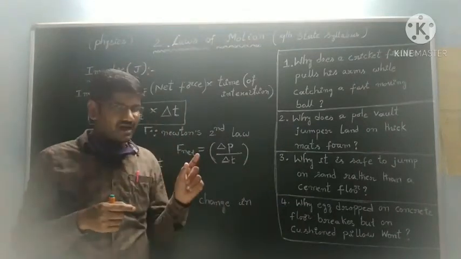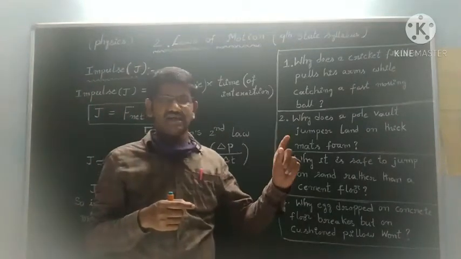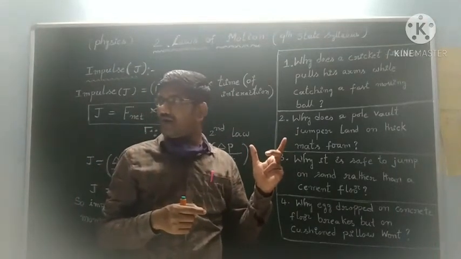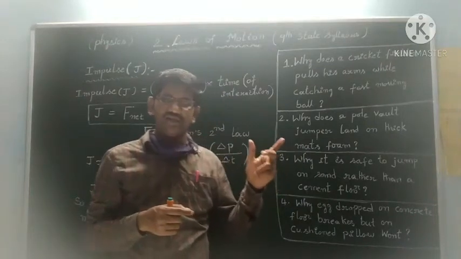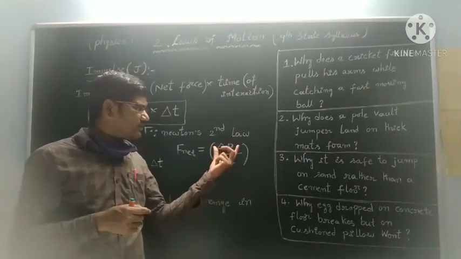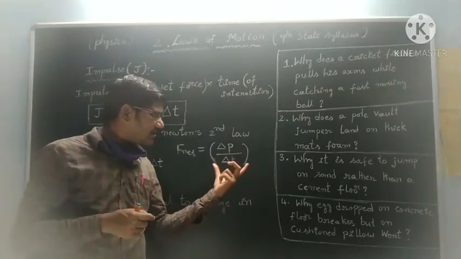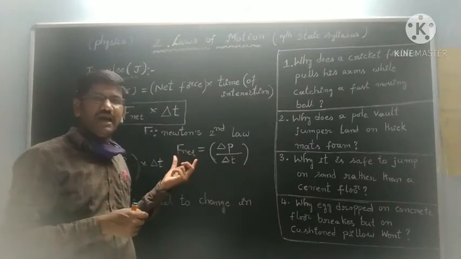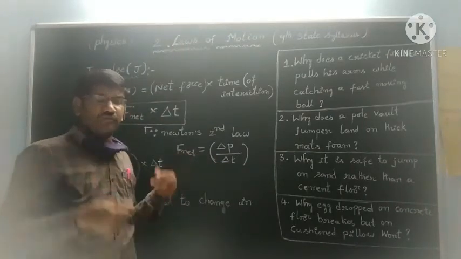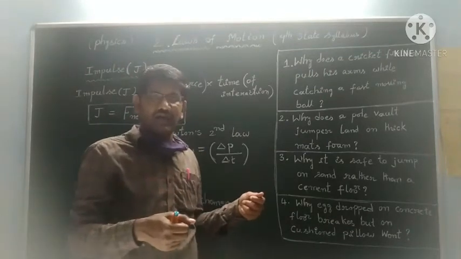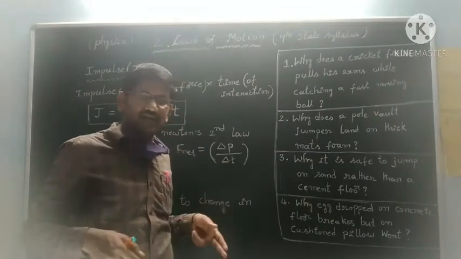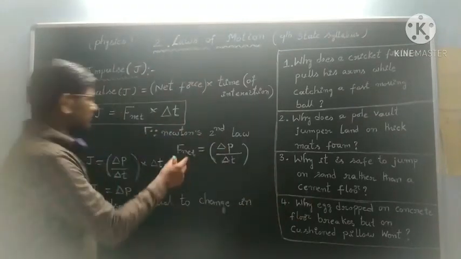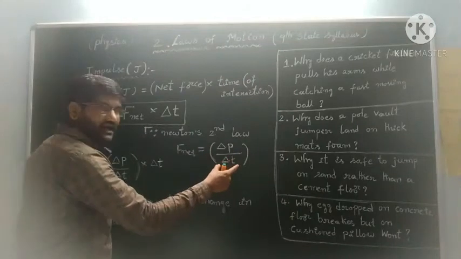Means we have a mass and our velocity is changing. Mass into velocity gives momentum. That momentum is changing in some interval of time. So change in momentum by time we call the rate of change of momentum, which is directly proportional to the net force applied by you on the bicycle. If we apply more and more force on the pedals of the bicycle, the speed of the bicycle increases rapidly. So F net is equal to delta P by delta T.